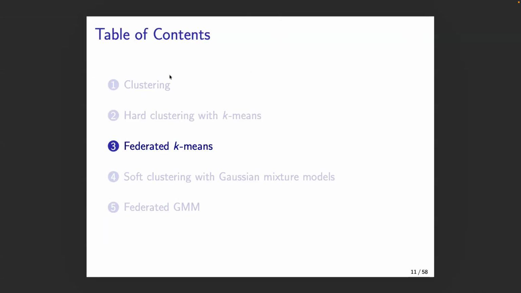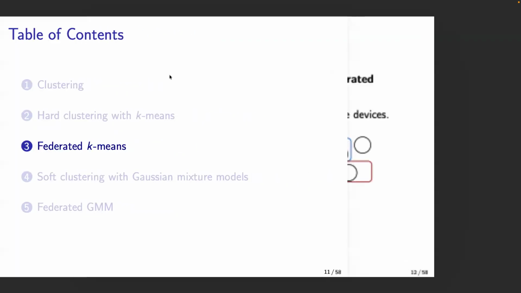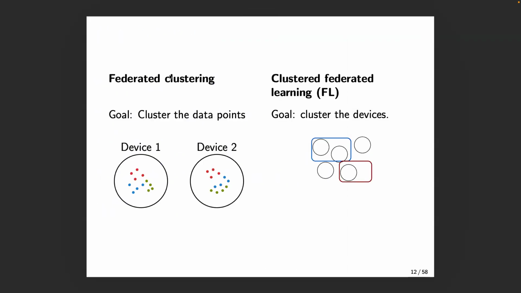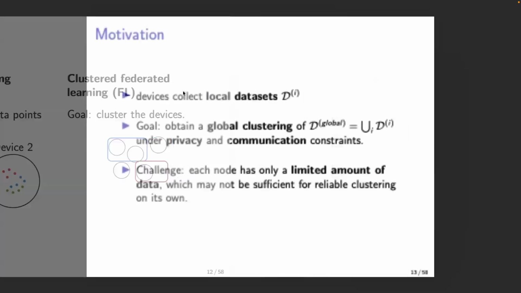So now we can go to federated k-means, but before that, you can see the term cluster associated with federated in two ways: federated clustering and cluster federated learning. What is the difference? In federated clustering, we want to cluster the data points that belong to the different devices. While for cluster federated learning, we want to cluster the devices, since maybe they have similar data distributions in their data sets, and so we want to train better models for each cluster of devices. We are obviously looking at the first one of this image.